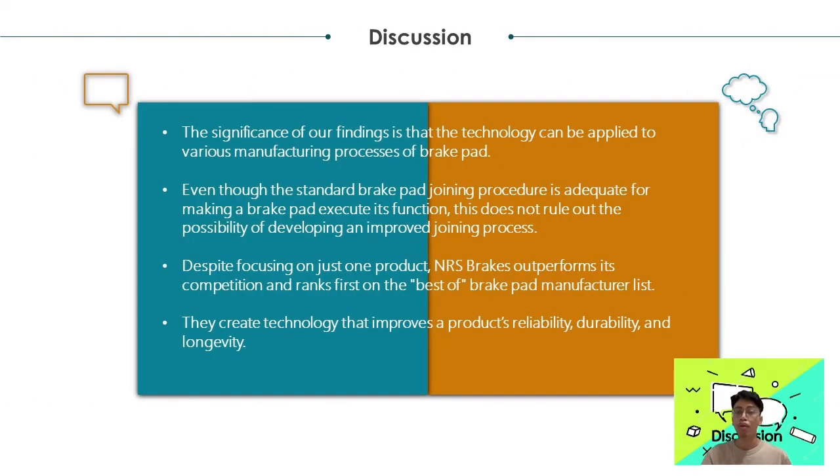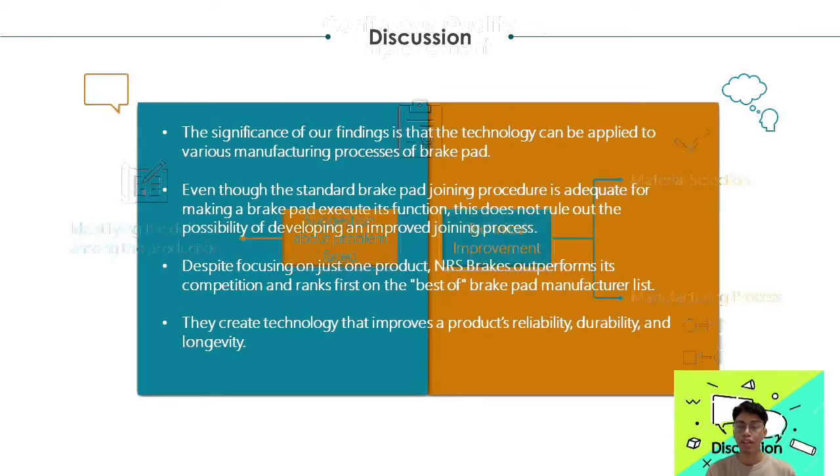The significance of our finding is that this technology can be applied to various manufacturing processes of brake pads. Even though the standard brake pad joining procedure is adequate for making a brake pad execute its function, it does not rule out the possibility of developing a new and improved joining process. Despite focusing on just one product, NRS brake outperformed its competitors and ranked first among the best brake pad manufacturers. They create a technology that can improve product durability, reliability and longevity.